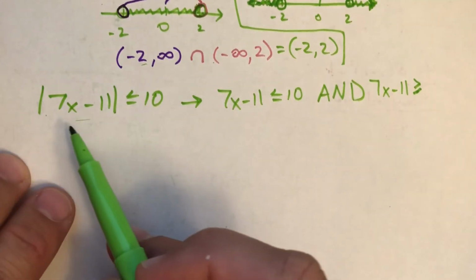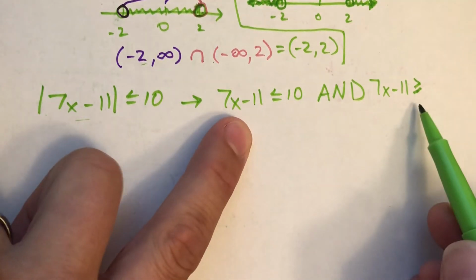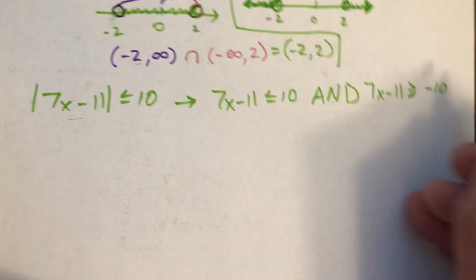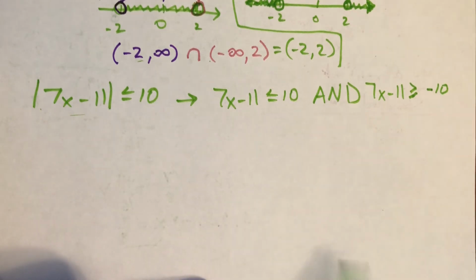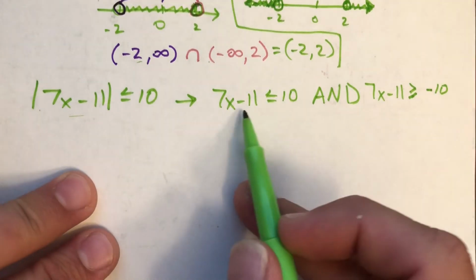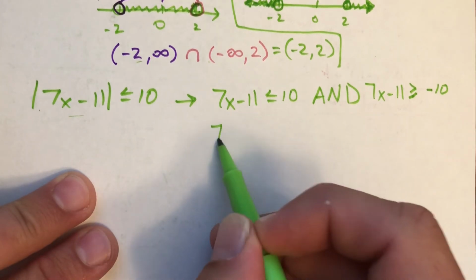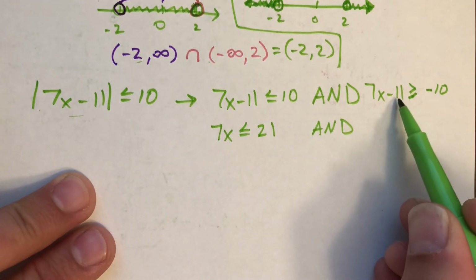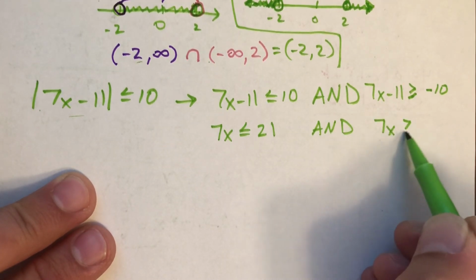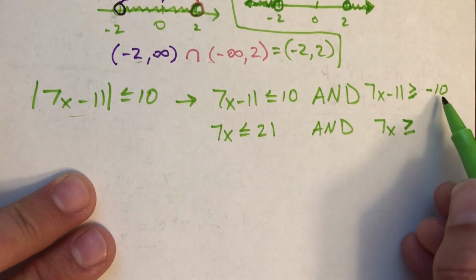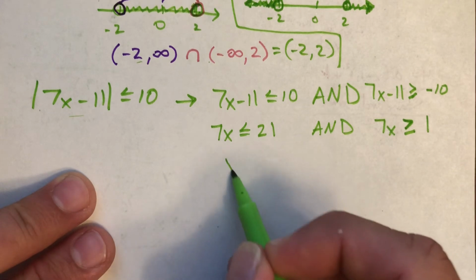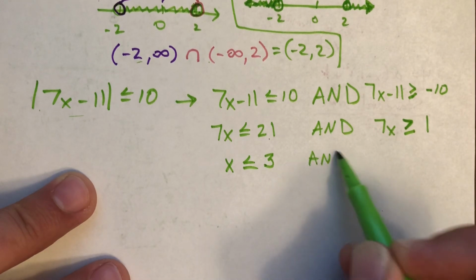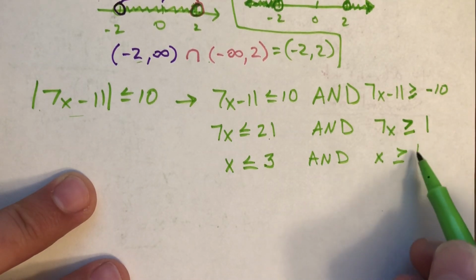All right, so this guy splits us up into these two statements, this compound inequality, and we switch the sign and then make it -10. So now all we have to do is just solve these individually, and we're pretty much home free. So this guy, we can add 11 to both sides. So we got 7x less or equal to 21, and we can do the same thing here, add that 11 to both sides. We got 7x greater or equal to 1. So then this says x less or equal to, we divide both sides by 7, so that's 3, and x bigger than or equal to 1/7.